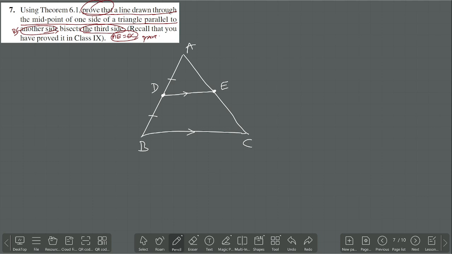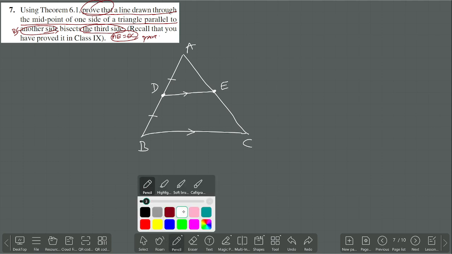In a triangle, through one midpoint we are drawing one parallel line. It bisects the third side. What they are telling, it bisects the third side. Bisects in the sense it divides equally, means AE equal to EC, that you need to bring. That's it. Shall we go now to the answer?